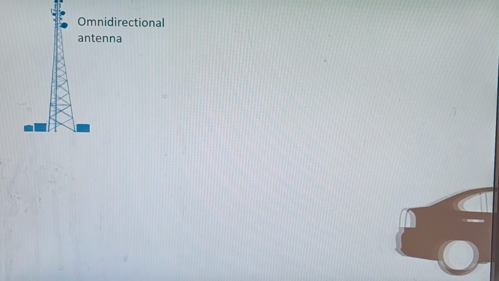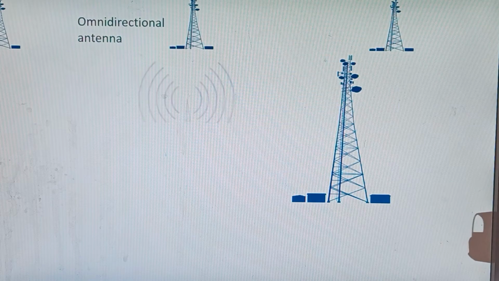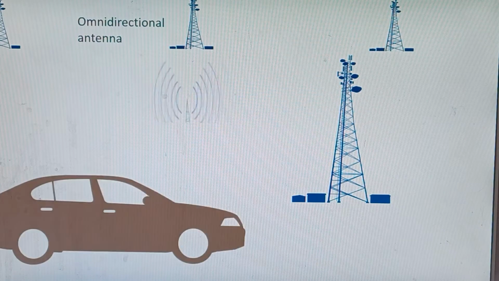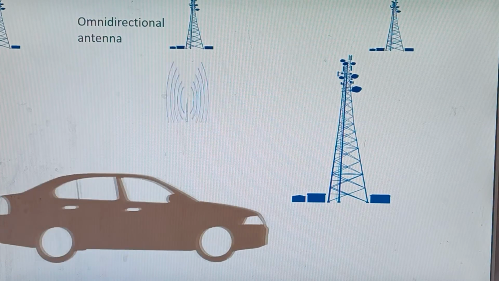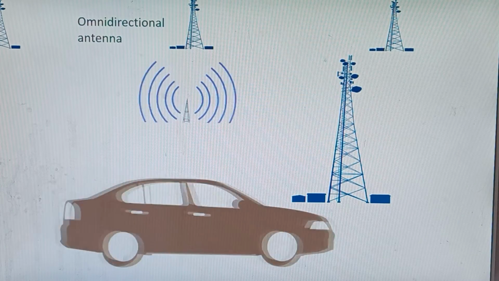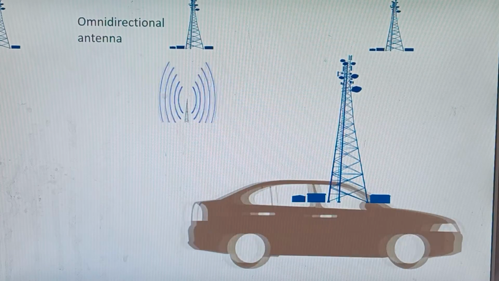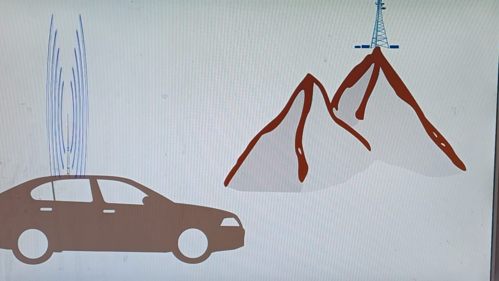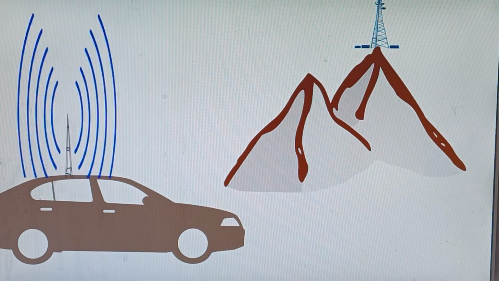So omnidirectional. Here's a little example. Say you're driving down the road and you've got all these antennas from one place to the other. You could use this with cellular devices or with amateur radio, but the antenna is up on a mountaintop, and your omnidirectional antenna on top of your car is constantly looking for that signal that's coming from the mountaintop.